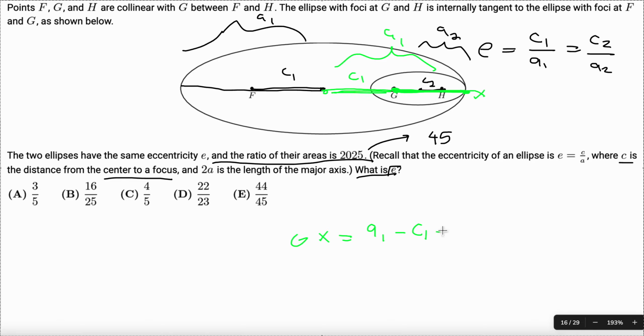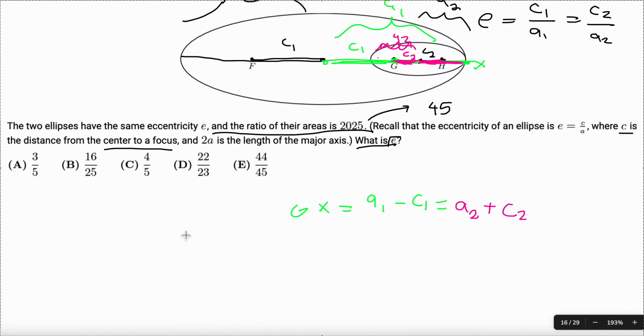But GX is also equal to something else. If we look at this smaller ellipse here, this entire thing is A2. And so now we just want to find what this thing is in terms of the smaller ellipse. So it's going to be A2 plus something, and that something is what's in here. We know that this is just C2. So it's A2 plus C2. So this is our equation: A1 minus C1 equals A2 plus C2.